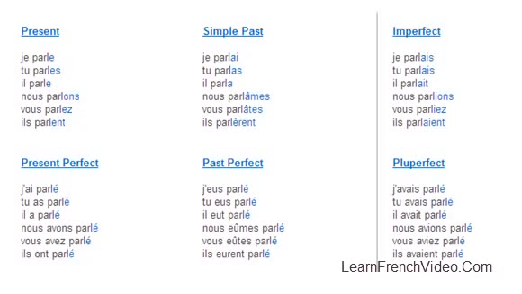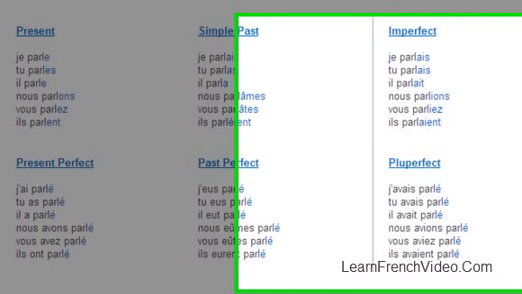So, for example, I rode a bicycle yesterday. For that you would use the passé composé, or as it says here, the present perfect. Okay? But if you're talking about when you were a little kid, you would basically use the imperfect. So that's what you have to do.